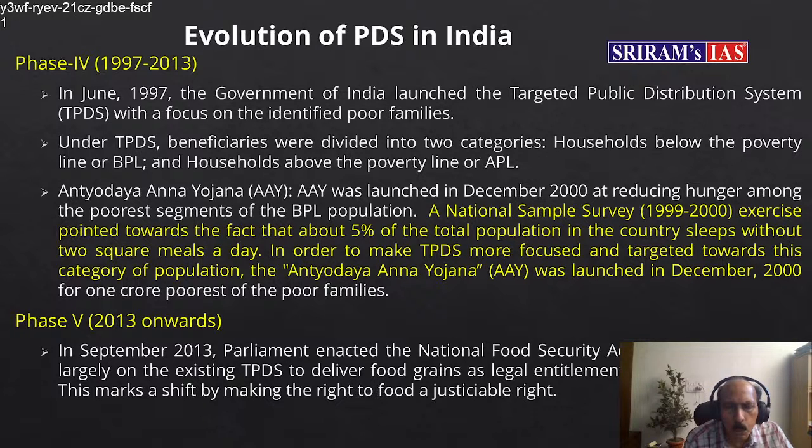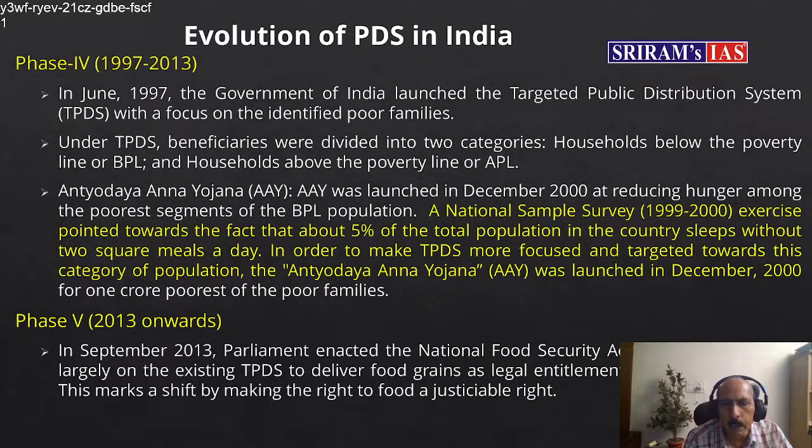That's why a new role is assigned to the state governments under the targeted PDS system. The new role is, besides ensuring the accessibility to food grains, now the state governments also have to identify whom should be covered under the PDS and whom should not be covered under the PDS. And therefore, the targeted beneficiaries need to be identified by the state governments.